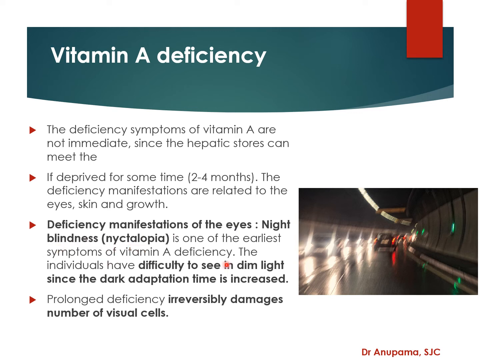it is one of the earliest symptoms of vitamin A deficiency. The individuals have difficulty to see in dim light, and here you can see in the dim light they'll be seeing like this, since the dark adaptation time is increased. Prolonged deficiency can lead to irreversible damage to the number of visual cells.